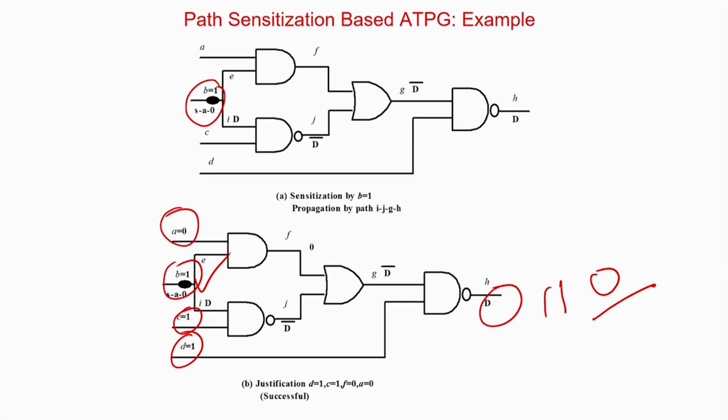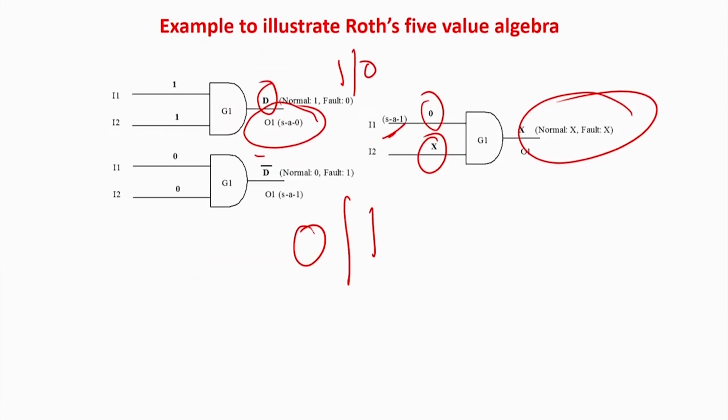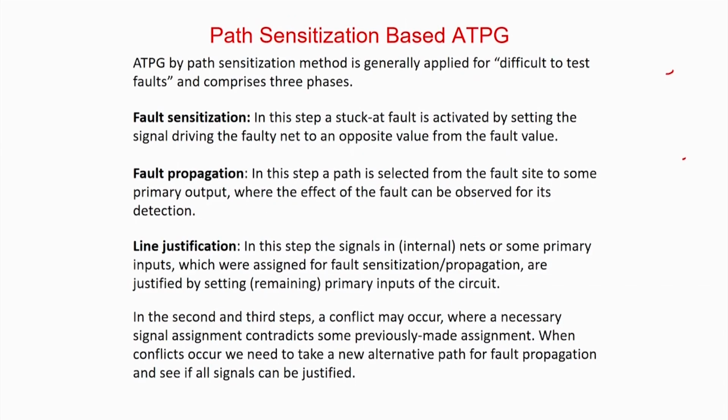Of course, you will find out that this pattern is not going to test only this fault, it will test several other faults, but I am not coming into that. In this example, I have shown you the deterministic algorithm to test faults, which is called ATPG, which has to be done for difficult to test faults. So this is basically called the sensitize, propagate and justify approach.